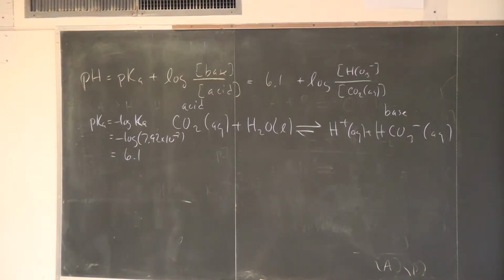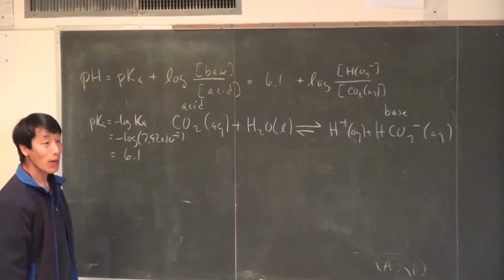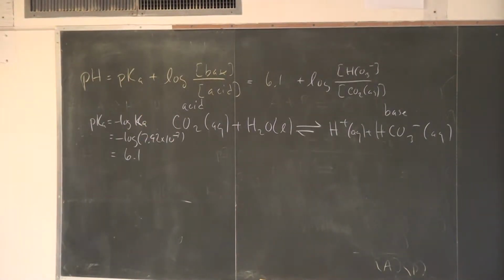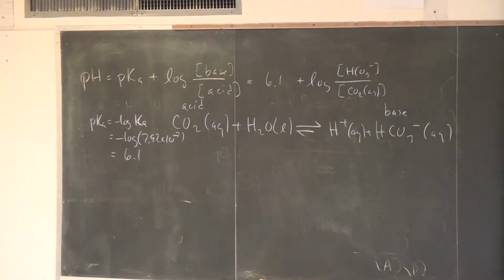Again, you want to do a stoichiometry calculation first, and then use the Henderson-Hasselbalch equation again to figure out what the new pH is going to be. I'll let you work on that for a minute.